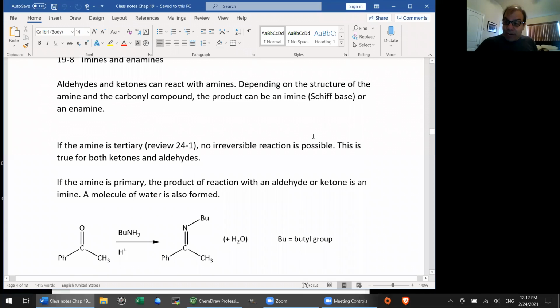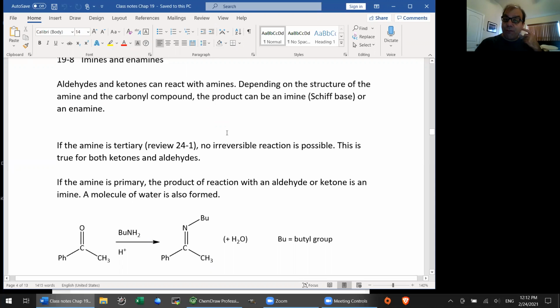Amines can react with aldehydes and ketones under acidic conditions. These generally require acidic conditions. Certainly, I think they work better under acidic conditions. And it all depends, though, on what type of amine we've got. Of course, amines can be primary, secondary, or tertiary. And again, please do review that if you've forgotten those terms.